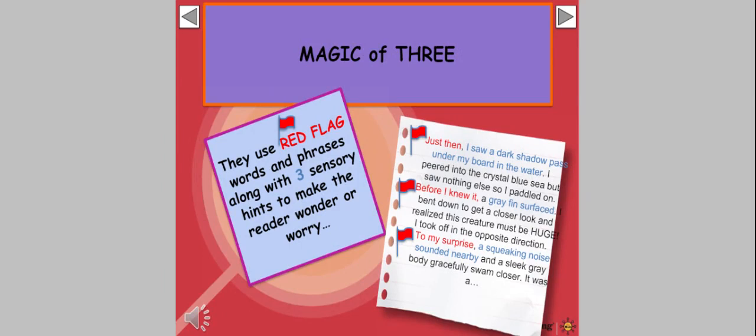You were probably thinking at first that it might be a shark, right? But really, when we look at that last little hint, a squeaking noise, we realize that it's a dolphin and not a shark. But I bet you were a little bit worried. You were wondering what in the world was in that water with the main character, right? So was I. That's the magic of 3.